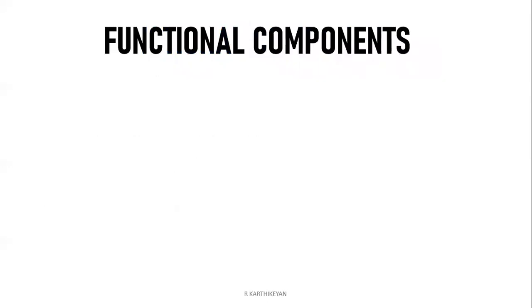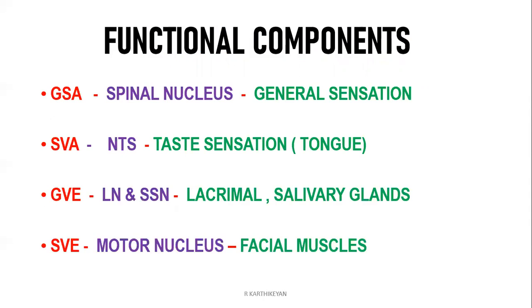So I hope you all remember the four functional components that we have. Always remember, here we do not have any somatic efferent. So if you take the first, it is GSA, general somatic afferent.